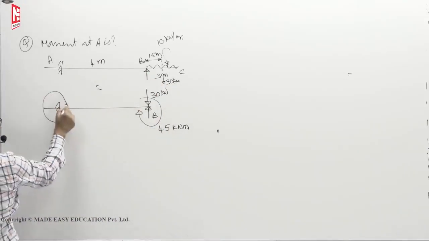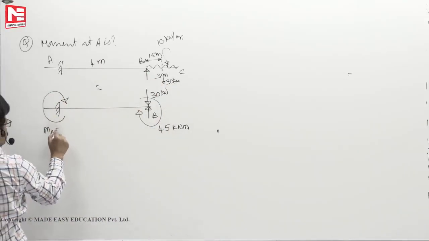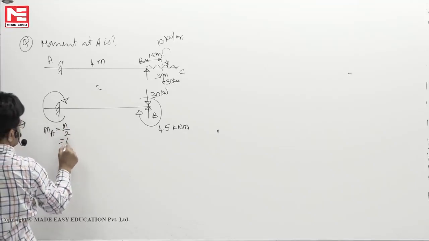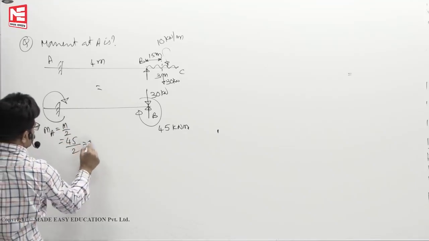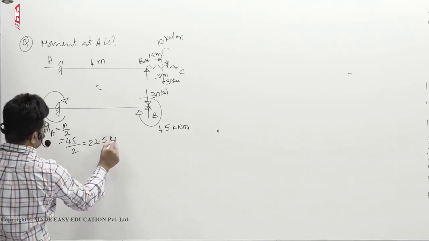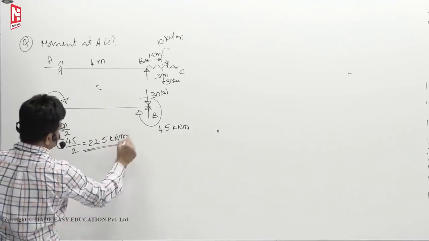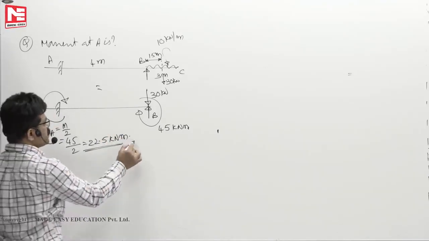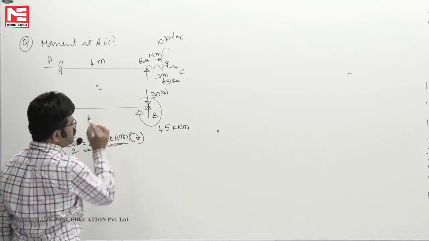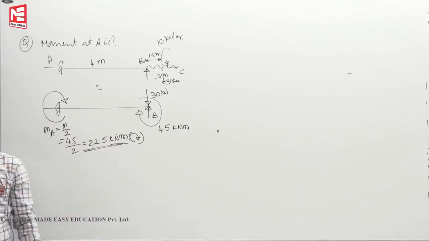If it is 45, MA is M by 2. 45 by 2. You will get 22.5 kilonewton meter clockwise. So, this is the option. So, that is the process.